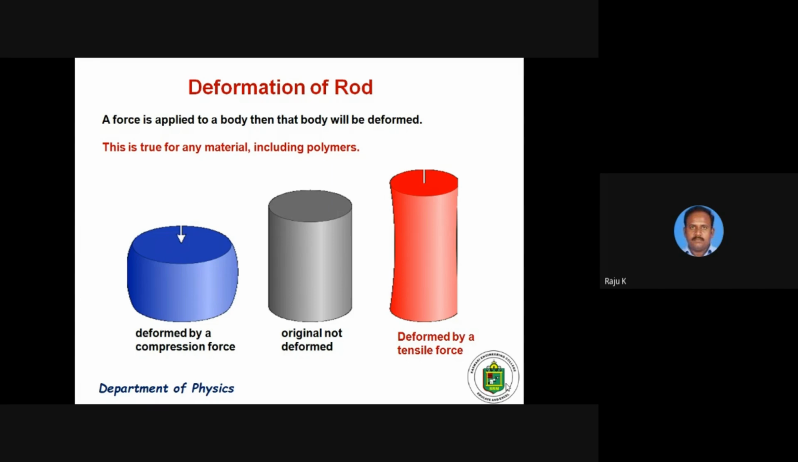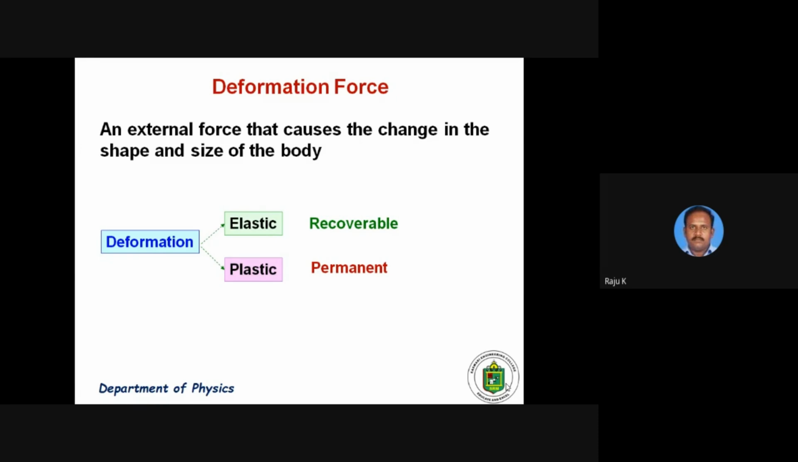Now, when the deforming force applied on it is a compressional force, shrinking in the size of the material may occur. Or if a tensile force is applied on it, it will elongate, so the length will increase. So the force which makes the material undergo this deformation is called the deforming force. So what is meant by the deforming force? The force which produces deformation in the object, which causes some change in its dimension, is called a deforming force.